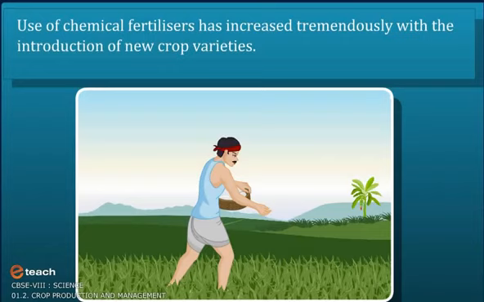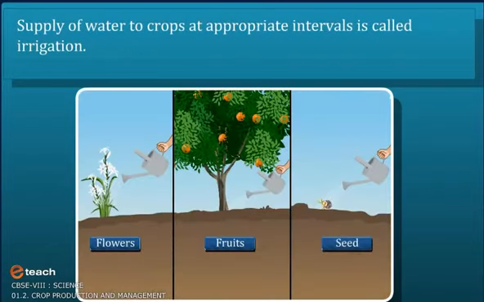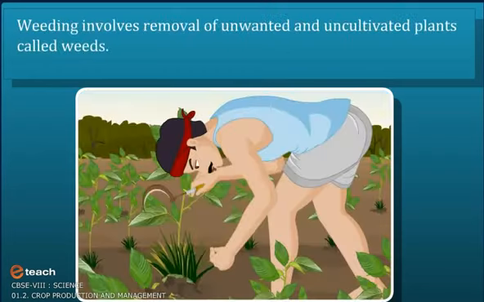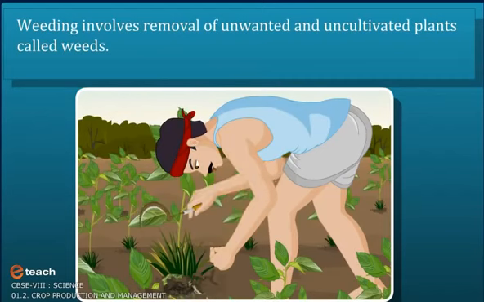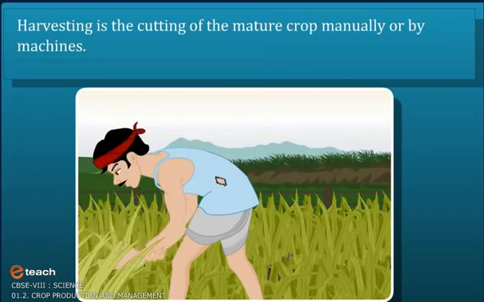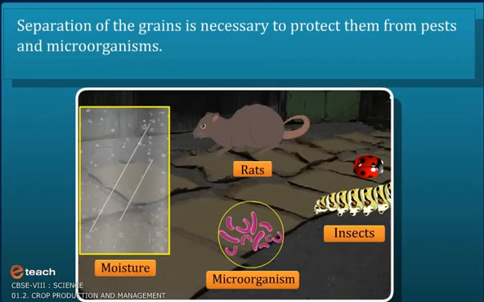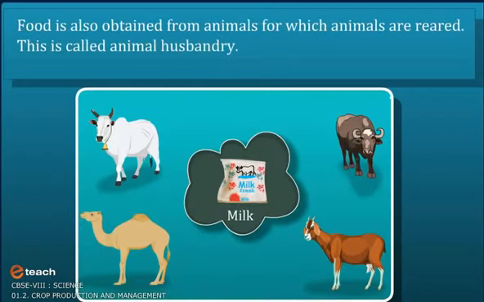Supply of water to crops at appropriate intervals is called irrigation. Weeding involves removal of unwanted and uncultivated plants called weeds. Harvesting is the cutting of the mature crops manually or by machine. Separation of grains is necessary to protect them from pests and microorganisms. Food is also obtained from animals, for which animals are reared. This is called animal husbandry.